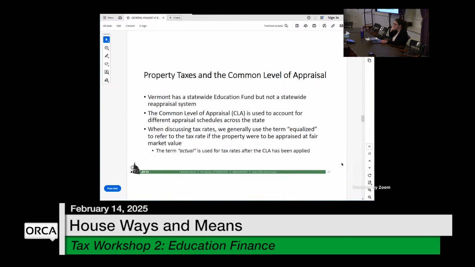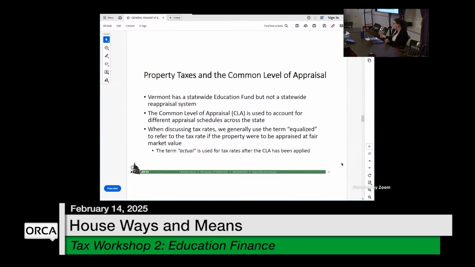So if we have a town that hasn't appraised for 20 years, and its properties are listed way below fair market value, and a town that just appraised this year, and its properties are 100% of fair market value, the CLA is going to adjust the town that hasn't appraised for a long time up to fair market value to ensure everybody's paying their fair share into the education fund. I'm not going to get further into the math unless that's helpful.